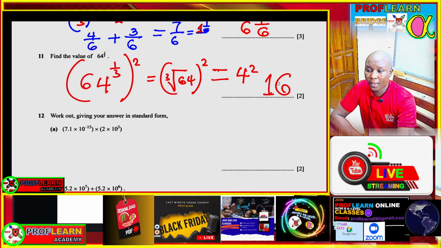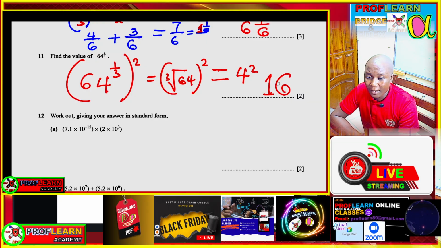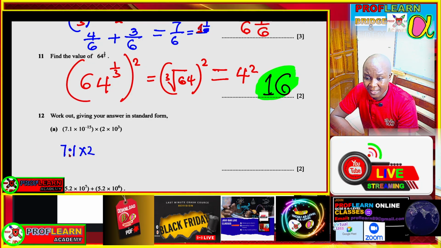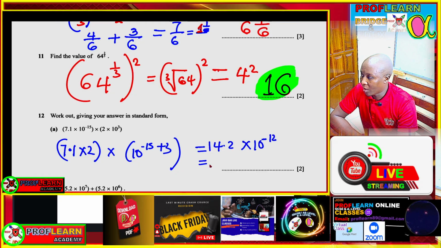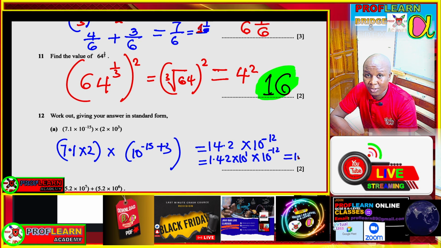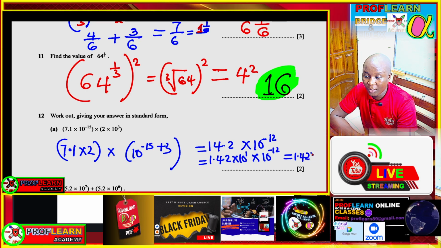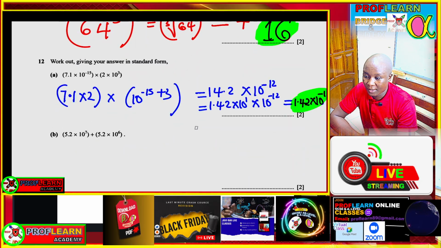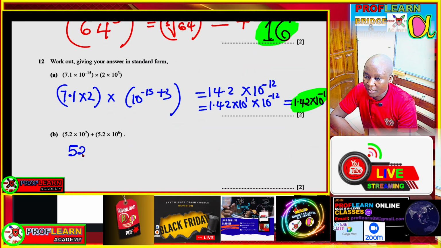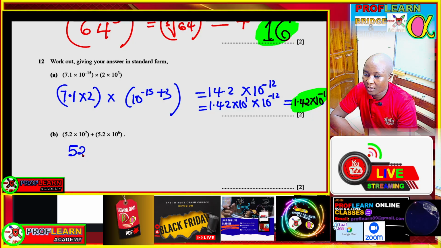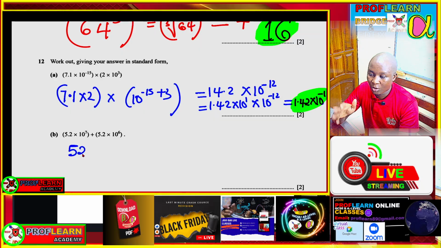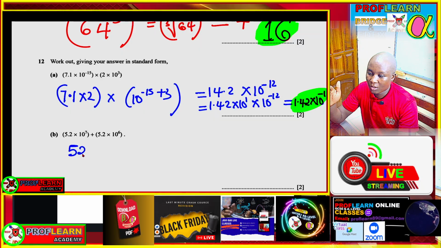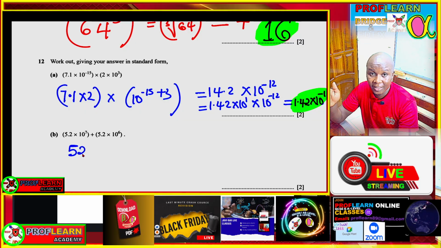You need also to prepare to answer questions to do with standard form. You need to be ready to work out questions to do with standard form, or you can also be told to express numbers as ordinary numbers from standard form. So be ready to do questions related to that. Moving further, and finally this is 1.42 times 10 raised to power -11, not -1, because actually there's some part of my writing that is not showing at this point here. Yeah, so this is 1.42 times 10 raised to power -11.